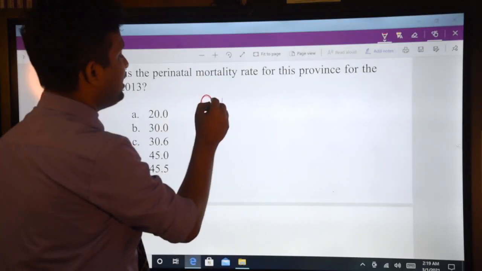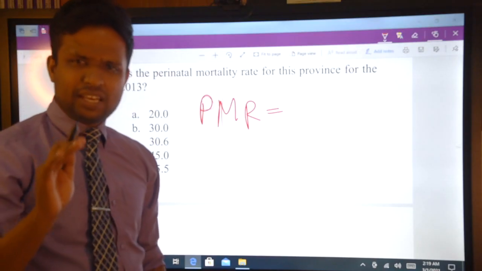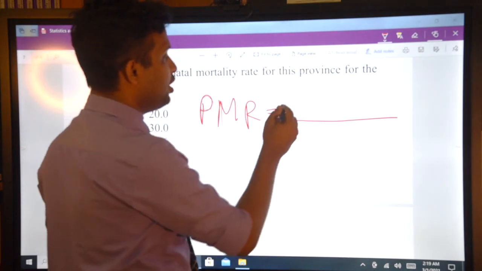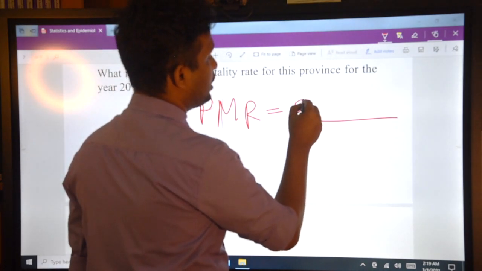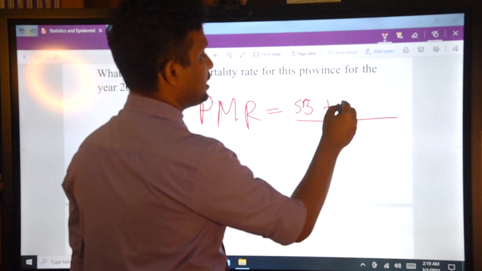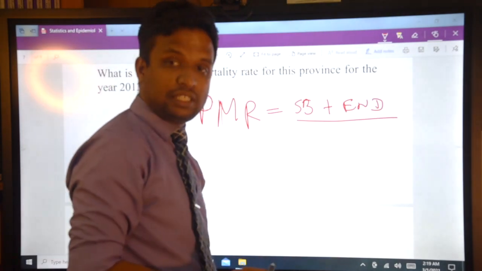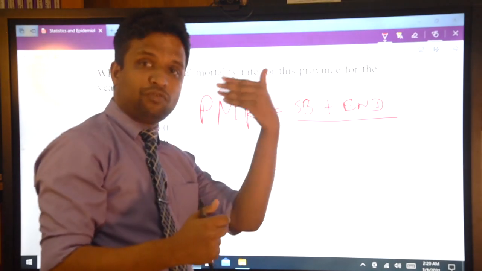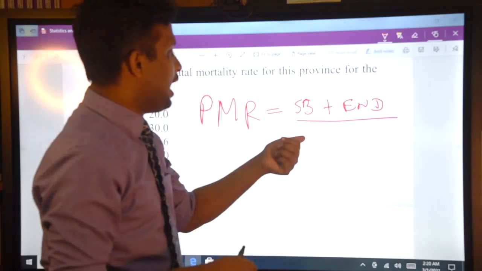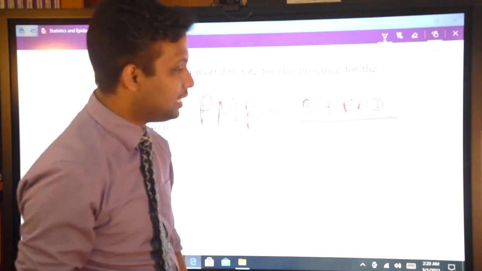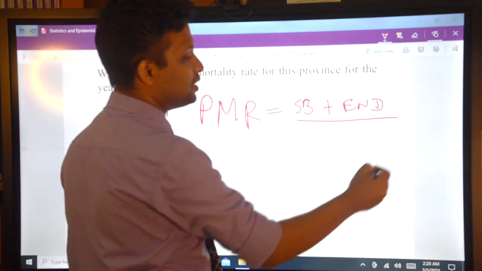So what is perinatal mortality rate? Perinatal mortality rate is a rate, in the numerator we have the total number of stillbirths plus early neonatal deaths. So you know what stillbirths are, and early neonatal deaths are before completion of day 6, or before 7 days. And the tricky point is, what is the denominator? Some people say that the total number of live births is the denominator.